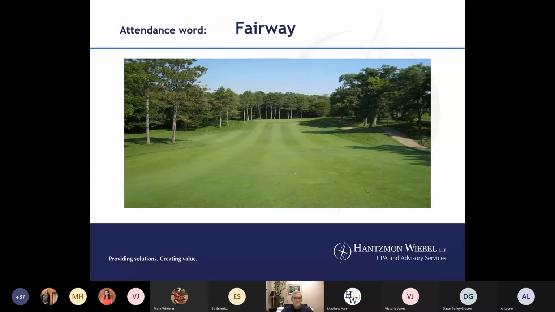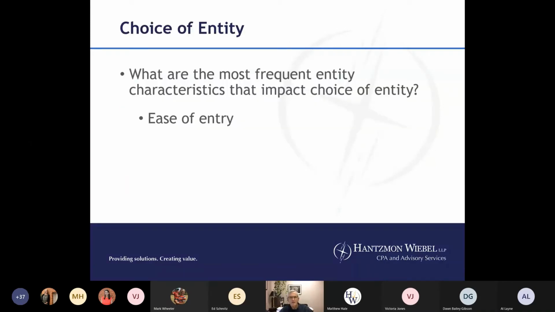Okay, first attendance word, fairway. So I'll give you just a moment to write that in. And no, the attendance words won't spell out a sentence as they did this morning.